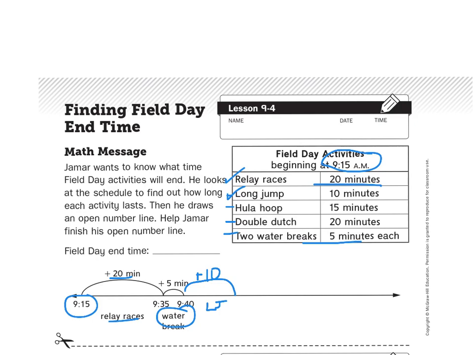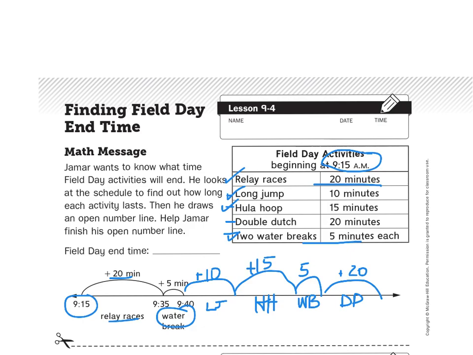I'm going to add hula hoop next. That's going to be 15. I'm going to call it HH. Then I'm going to put in another water break, WB. And then finally, he ends with double dutch, and that's a type of jump roping. So now I have to add everything up.